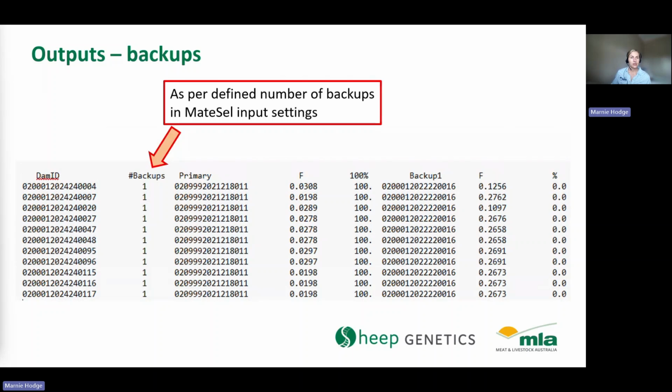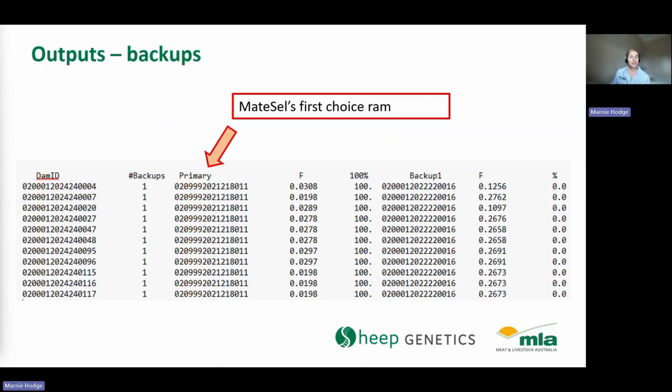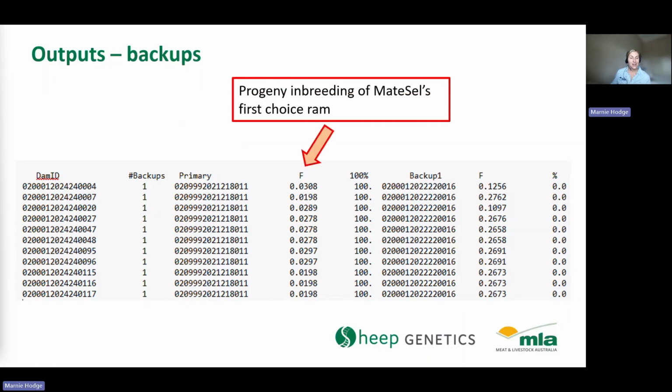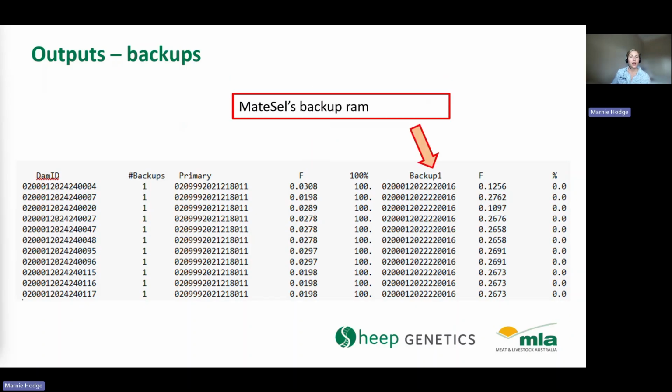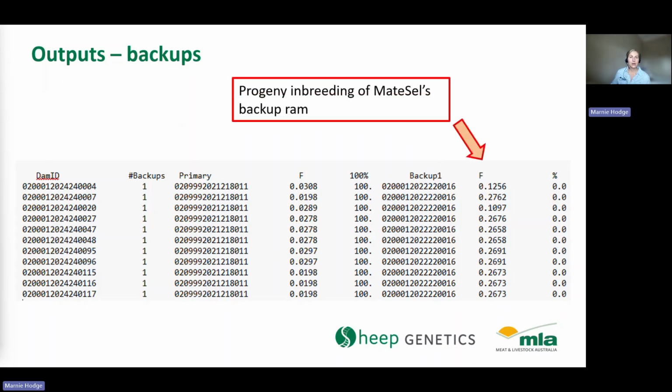So if we have a look at what this backup file is defining, we've got the dam ID, and we have the number of backups which was defined in the input settings in Mate Cell before your run. We have Mate Cell's first ram choice, or the primary ram ID. We have the F, and F, remember, is always inbreeding. We have the progeny inbreeding of Mate Cell's first ram choice based on that dam that Mate Cell's also linked with that ram. And then we have the backup, so Mate Cell's secondary choice, essentially. And then we have the progeny inbreeding of Mate Cell's secondary choice.